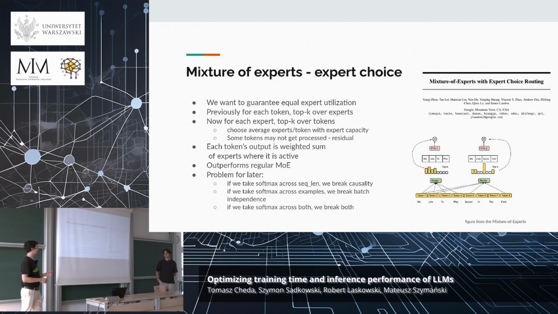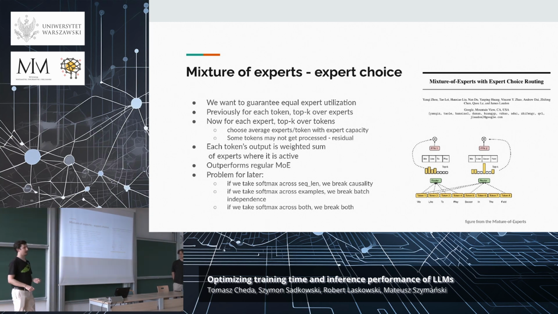If we take a softmax across the sequence length, so we process each example independently, we actually break causality, because the affinity for a later token, once combined through softmax, can actually influence the routing of an earlier token. So we cannot do proper autoregressive decoding. On the other hand, if we take the softmax across examples, we will break the independence of examples in a batch. And if we take a softmax across both, we will break both.